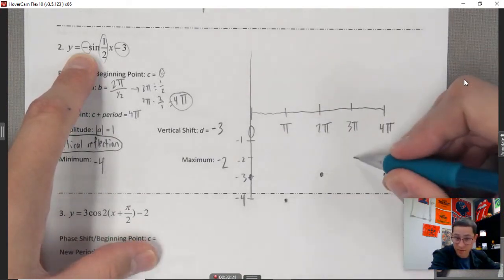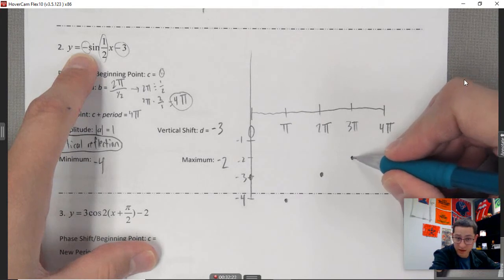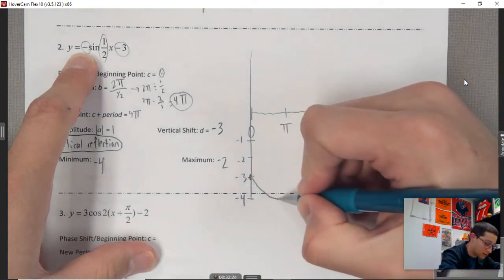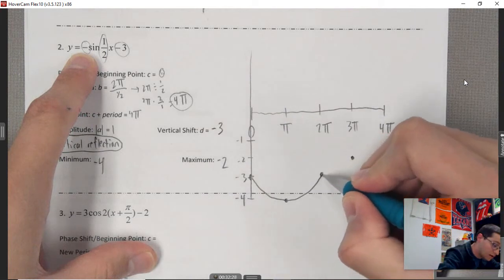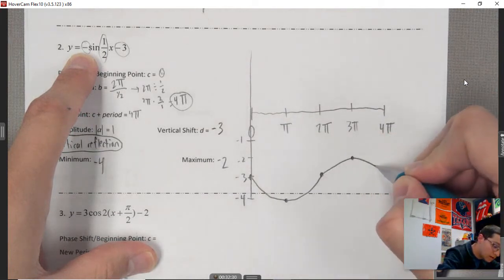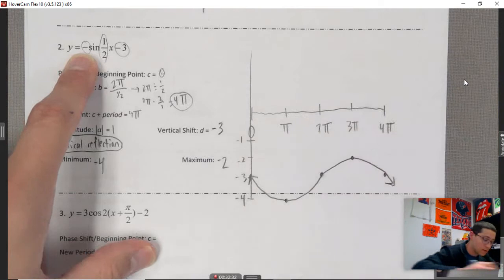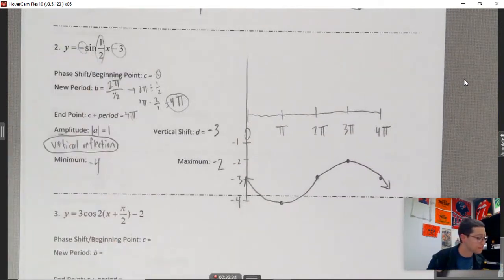Okay, and then from that baseline of negative 3, there it is. So we've got this and here, and it does continue on forever. Lots of different stuff going on here.